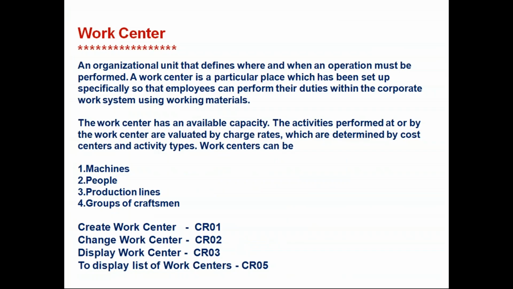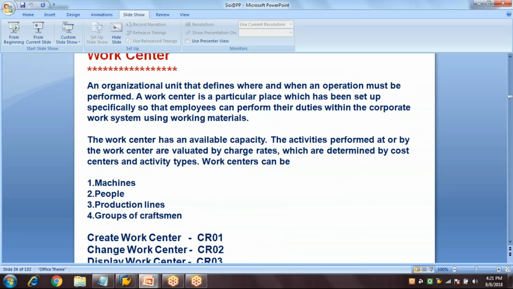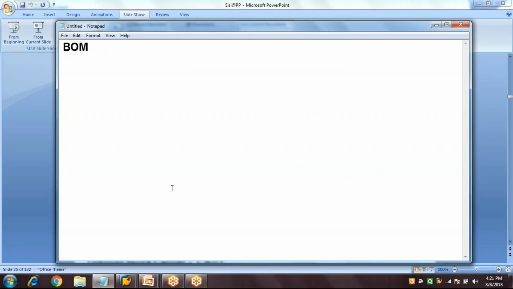Now next master data is work center. Now you observe, in a sequential manner we are going. First is material master. What is the finished material you want to produce and what are the raw materials involved? Okay, we have seen that. Then we have seen the bill of material information. So to produce this material, how much stock of the materials or the subcomponents we require.